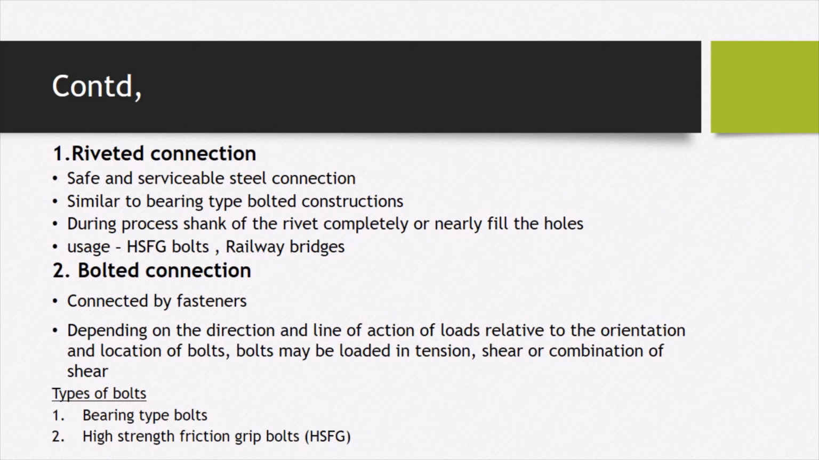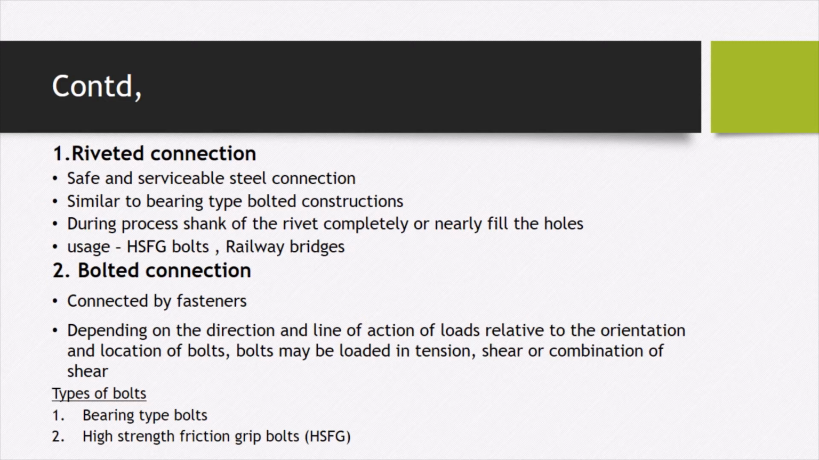So the first one is the riveted connection. Riveted is a safe and serviceable steel connection. It is the safest one and it also gives serviceability, and it is similar to the bearing type of bolted construction. So a riveted connection is similar to the bolted connection, that is the bearing type bolted connection. And then the shank, we know the shank. During the process, the shank of the rivet completely or nearly fills the holes. So this is the riveted connection, and we move on to the bolted connection.